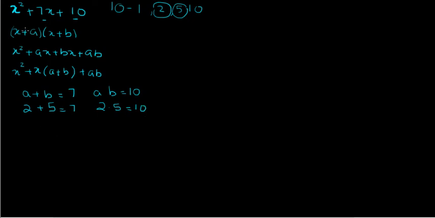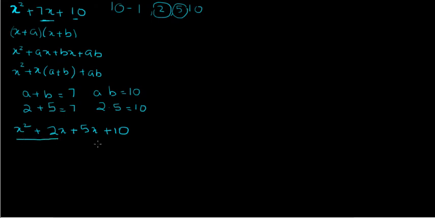So, now I will write my given polynomial x squared plus 7x plus 10 as x squared plus ax plus bx plus ab, where a I will take as 2 and b as 5. So, I can write the given polynomial as x squared plus 2x plus 5x plus the product of a and b, that is 2 times 5, which is 10. Now, if you observe, nothing has actually changed in our polynomial. We have just split 7x as the sum of 2x and 5x.